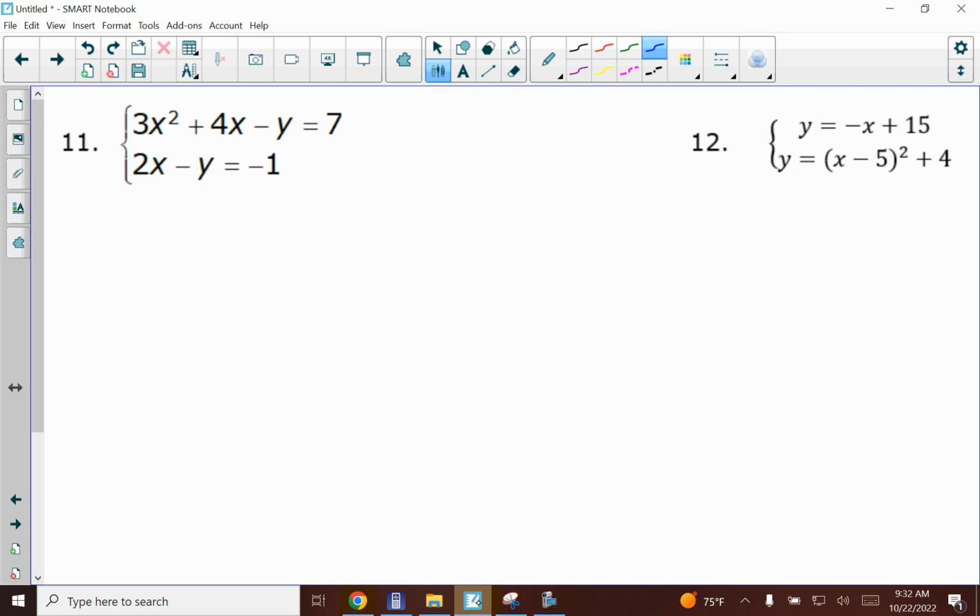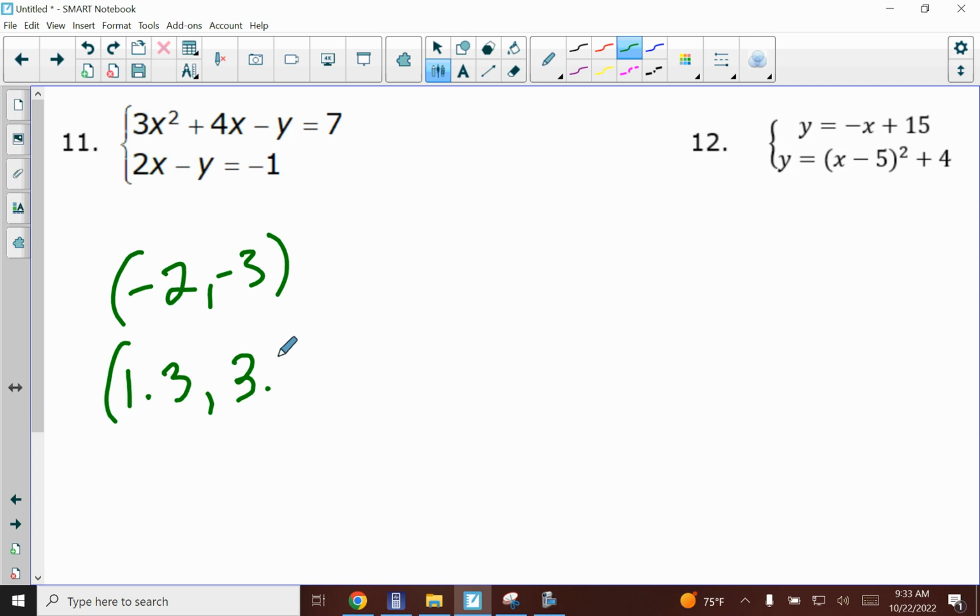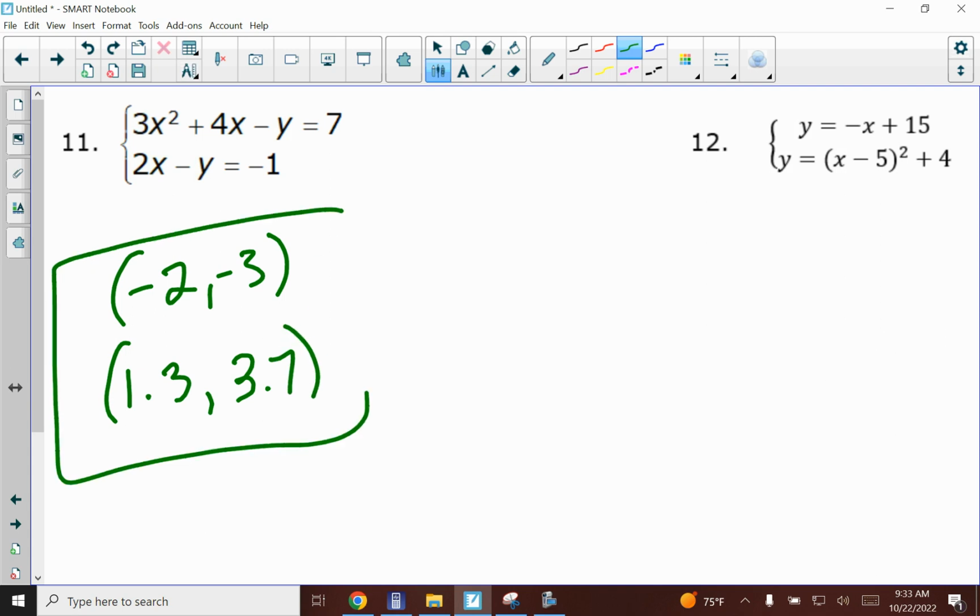So let's see what we got here. We're going to have negative 2, negative 3 for one of the solutions, and then we have the 1.33333 forever, and then the other one was 3.66667, whatever. So I'm going to round it. So those are our two answers.